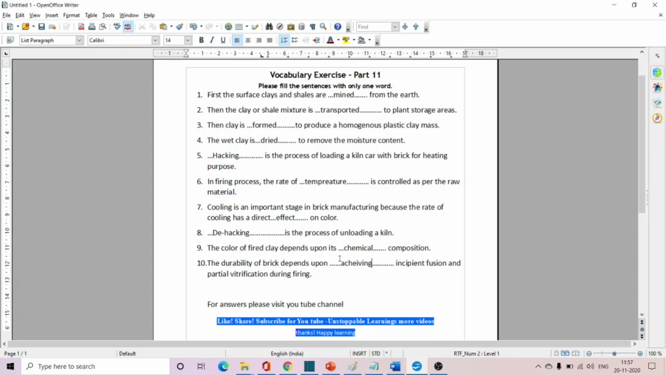The durability of bricks depends upon achieving incipient fusion and partial vitrification during firing.